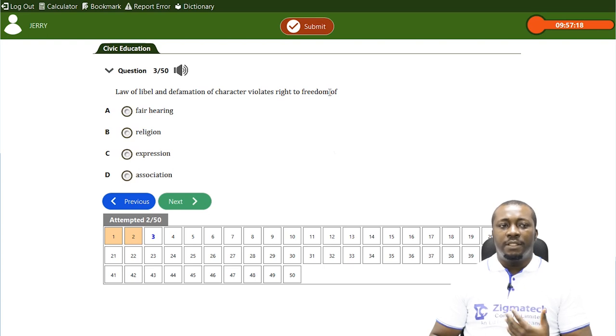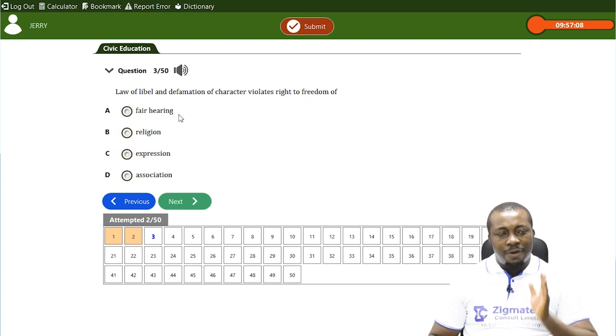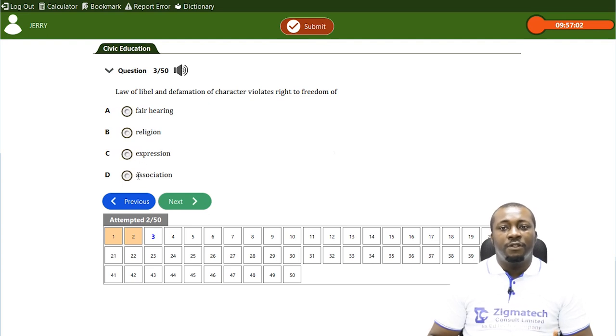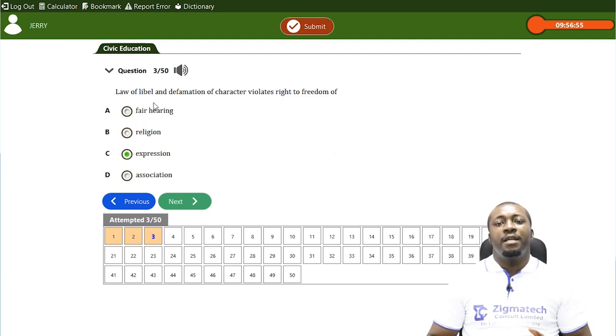So now, the law of libel defames which character? Remember, we're talking about saying or writing. In the case of libel, writing. Now, it violates your right. A says fair hearing. No, you're not talking about hearing here. Is it B, religion? It has nothing to do with religion. Is it expression? Is it association? It's about expression, because it is in the course of expression that you can commit libel. That is, write something that defames, or false or unproven information that defames the character of another person. So when you do that, the law that forbids you to do that affects your freedom of expression. So that is why C is the answer.